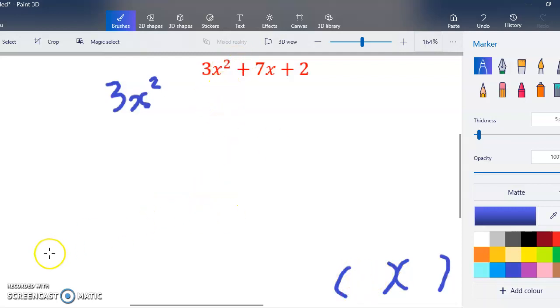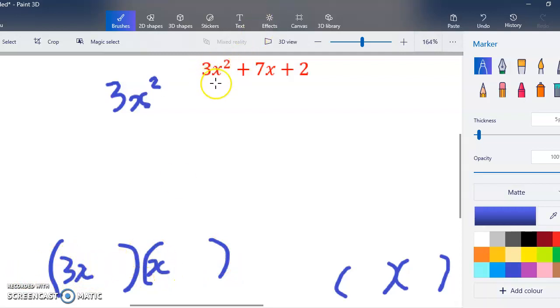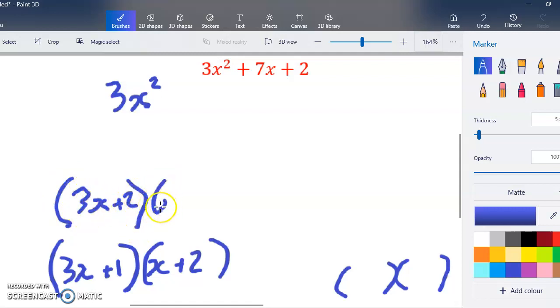We could trial and error it. We could go through a whole bunch of examples where we go, hey, look, this could be 3x, this could be x, because 3x times x makes 3x squared, and the only way to times to make 2 would be plus 1 and 2. But the problem is you could also have had 3x plus 2, x plus 1, and both of these would times to give you the 3x squared term and the plus 2 term. It's really about making sure you get this plus 7 in the middle.